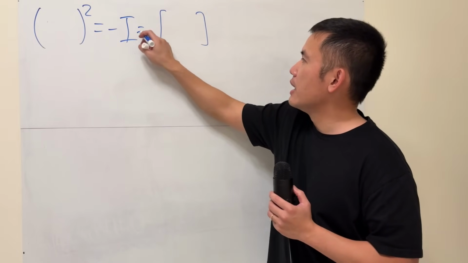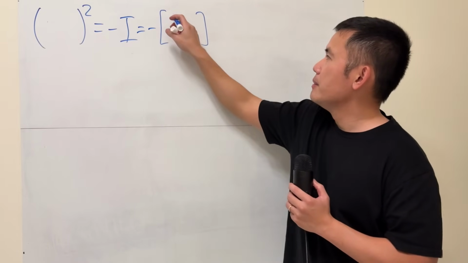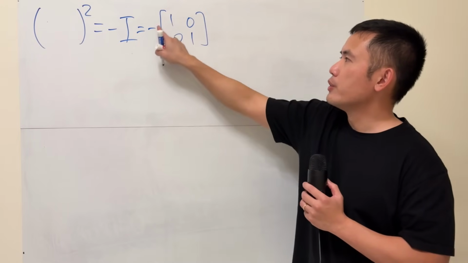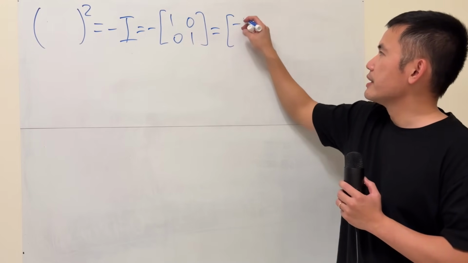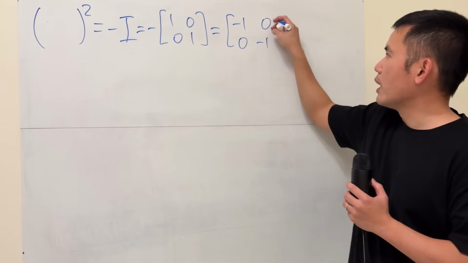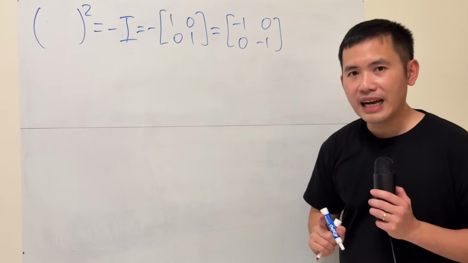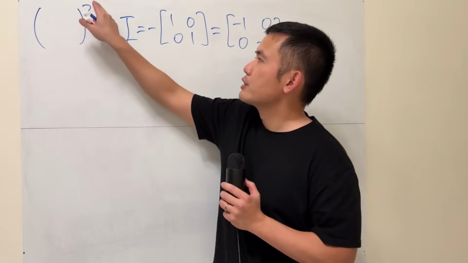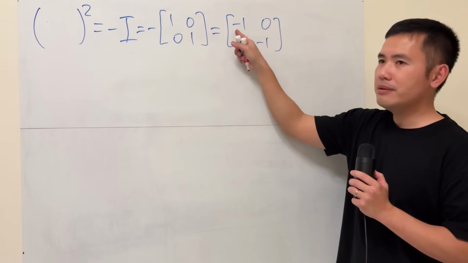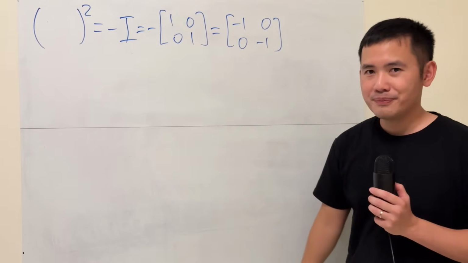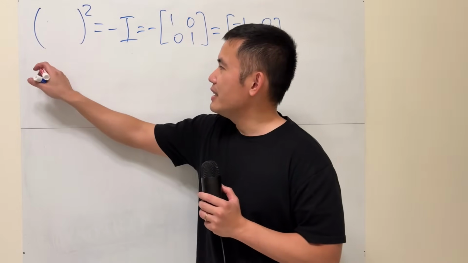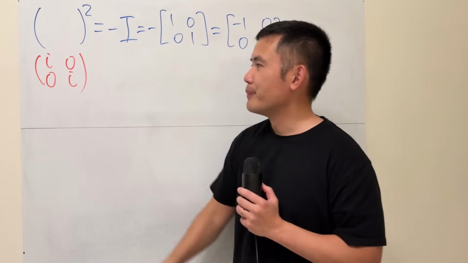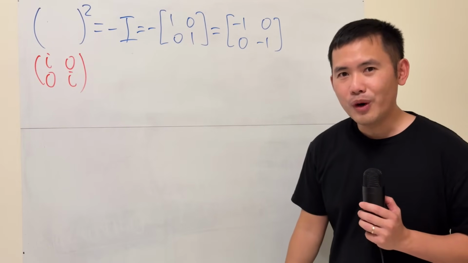Technically, I will write this down. Negative and the I means 1, 1, 0, 0. This is just a constant multiple. You can multiply this in, so you end up with -1, 0, 0, -1. Now the question for you guys is, can you think about a 2x2 matrix that you put here, square that, and you end up with -1, 0, 0, -1? Well, if you say the answer is i, 0, 0, i, you are correct. It works.